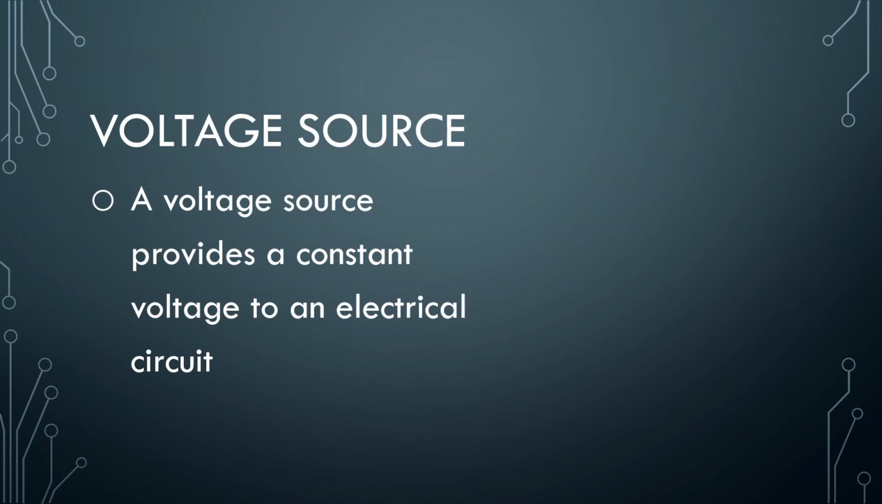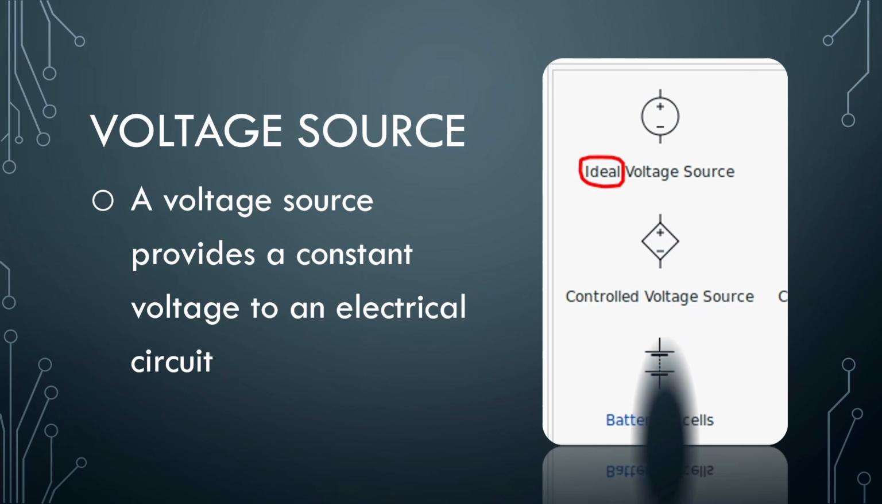So next we have voltage source. A voltage source is a device that provides a constant voltage to an electrical circuit. It can supply electrical energy to power devices.